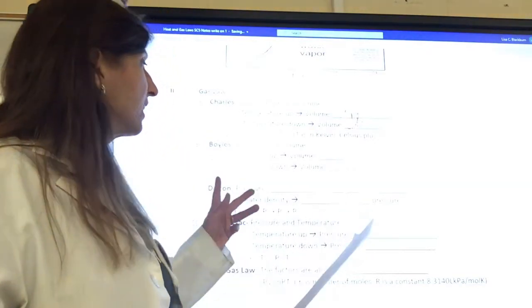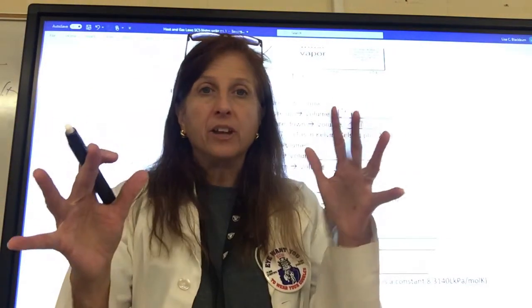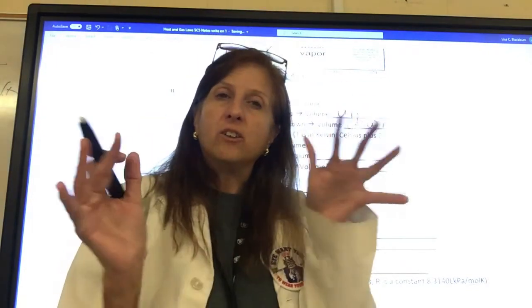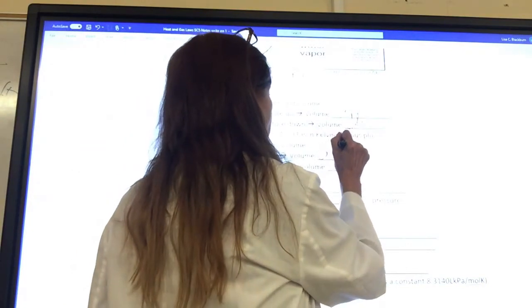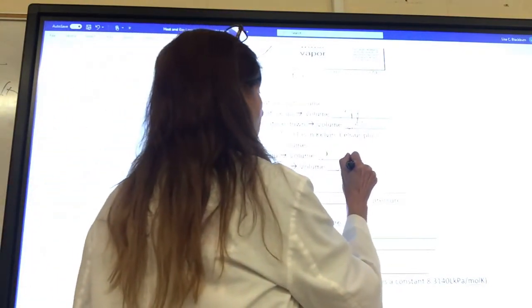Okay, the next one is Boyle's Law, and it's that pressure and volume are related. And with this, it goes opposite. If pressure goes up, so imagine you've got a balloon and you squish it, you can make the volume go down, can't you? You can squish a balloon and make it smaller. So if the pressure goes up, the volume goes down. And if the pressure goes down, the volume goes up.